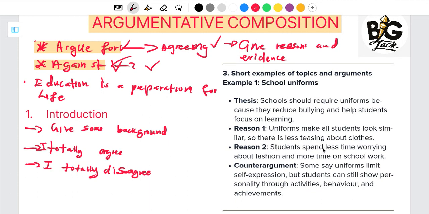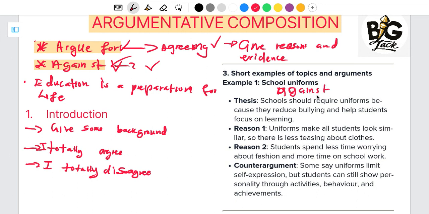And then reason number 3, students spend less time worrying about fashion and more time on schoolwork. You find that if they allow students to go with clothes, not uniforms, there will be competition. If this one comes with a miniskirt, this one is going to come with bum shorts or whatever. So it's going to be like a competition, and students won't focus much on their education. So that is what it means. So this one here, we are disagreeing, or we are against the motion.